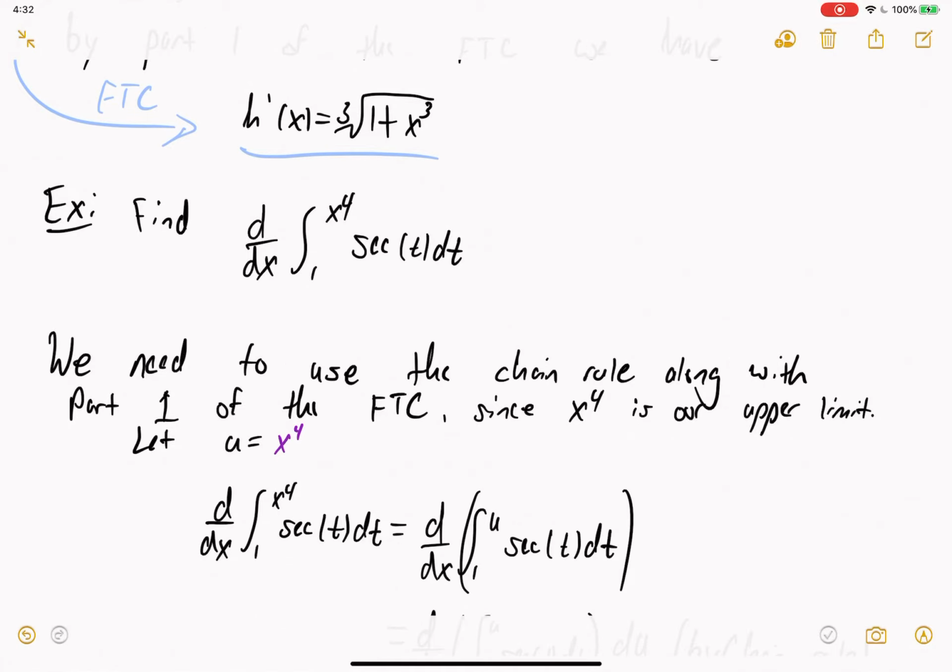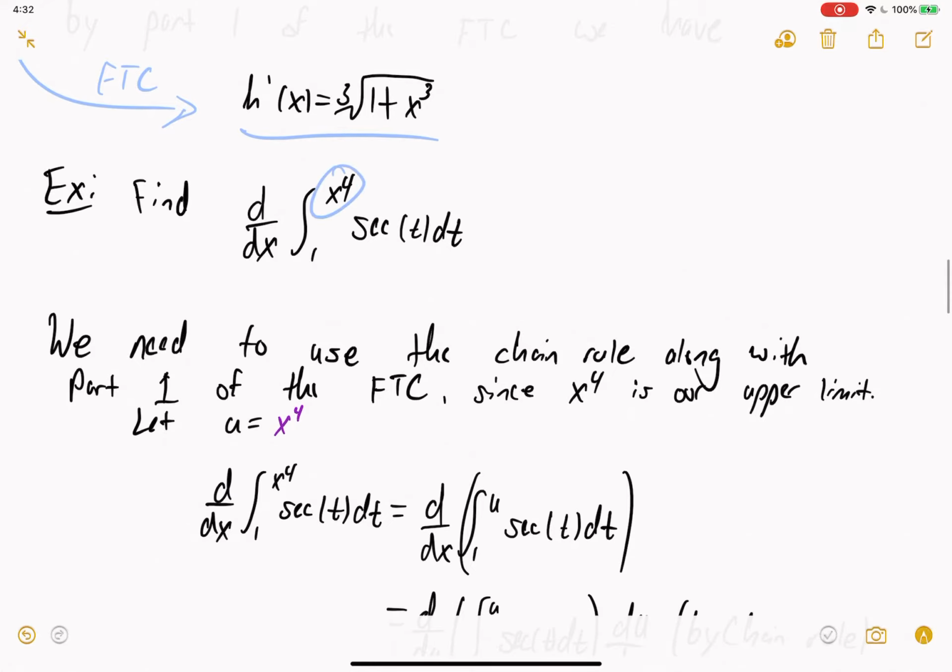So the fact that we have x to the 4th here means we're going to have to use the chain rule. Typically, if you want to think about it as g of x equal to the integral from 1 to x of secant of t dt, then you would have to do g of x to the 4th, and you would get 1 to x to the 4th. So this is where you can see the composition.